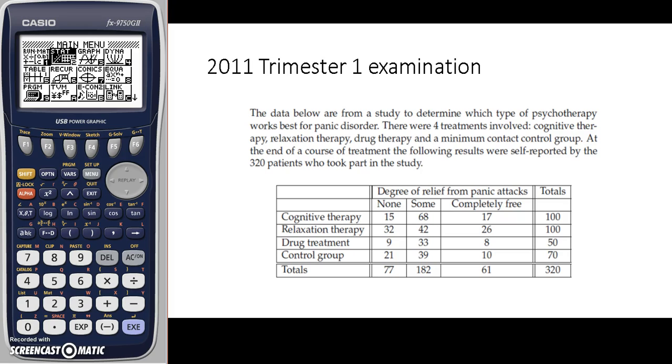We can recognise that this requires a chi-square test because the data that we've got is in a contingency table. In this contingency table, we've got 2 categorical variables. So we've got the type of treatment and the degree of relief from panic attacks.